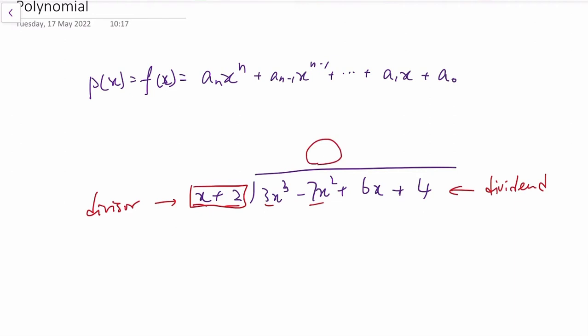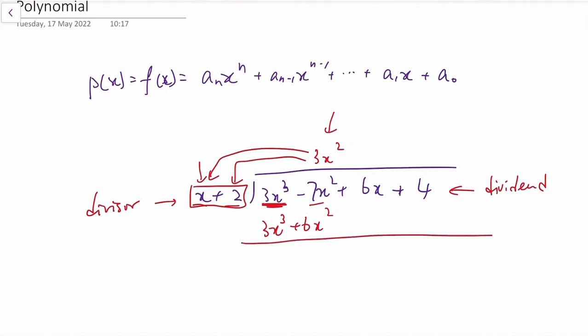So what you think is, x times what will give you exactly this first term. So x times what gives you exactly 3x cubed? That should be 3x squared. And then you actually multiply it. So 3x squared times x is 3x cubed. 3x squared times 2 is 6x squared. And then we subtract. 3x cubed minus 3x cubed, that's gone. That's what we want. And then we have negative 7x squared minus 6x squared, that's negative 13x squared. Be careful with the sign.